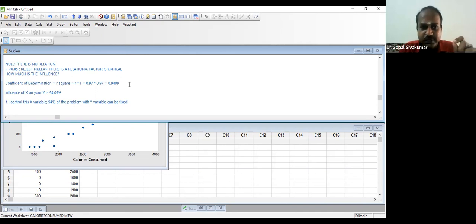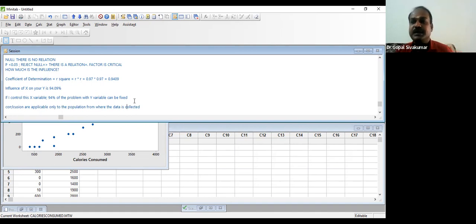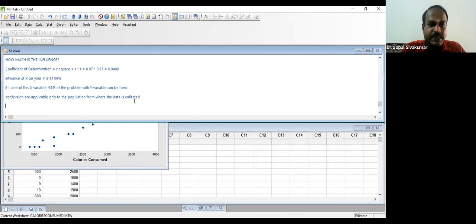Please note, all these conclusions are applicable only to the population from where the data is collected. Am I correct or not? Come on, guys. Do you understand the statement? Whatever conclusion I have told you, this conclusion is true only for the population from where the sample data is collected. Where from the data is collected?